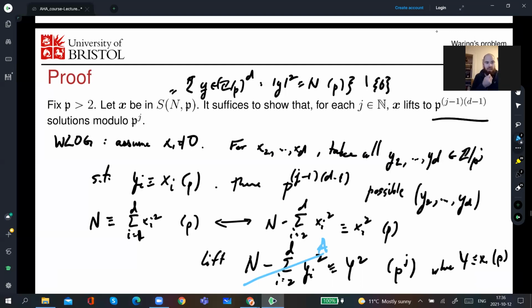Well, Hensel's lemma tells us that since x1 is non-zero and the derivative of this function, y squared minus a, is just 2y, and p is greater than 2, x is a non-singular solution, and we can lift it mod p to the j for any j. And this gives us our solution y. So it's just Hensel's lemma from here.